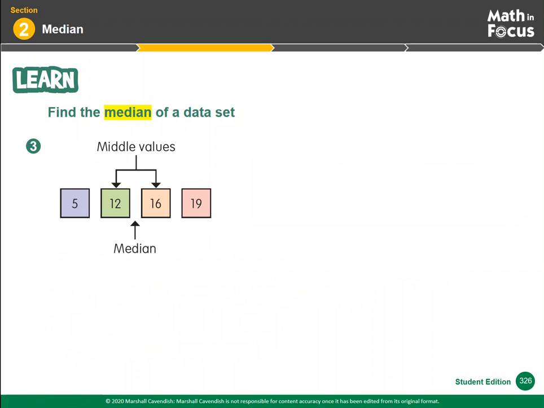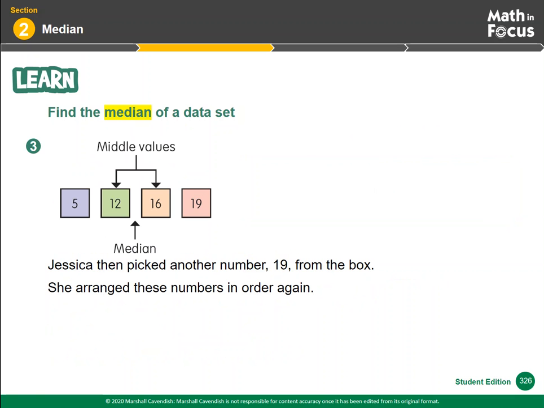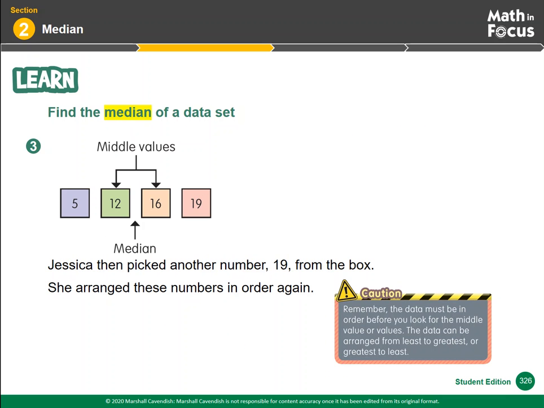Okay, so then she draws another card. She draws a 19. She puts it in order, okay? So remember that they must be in order. They're just reminding you it's important. You cannot find the median of a data set without putting them in order. You can find the mean that way, but not the median. For the median, they must be in order from either least to greatest or greatest to least.